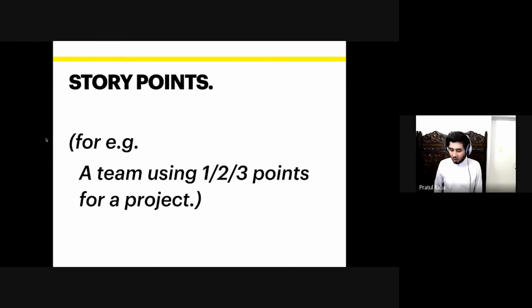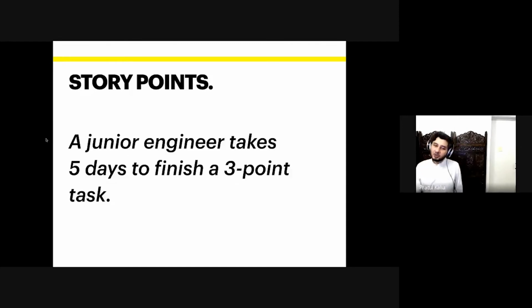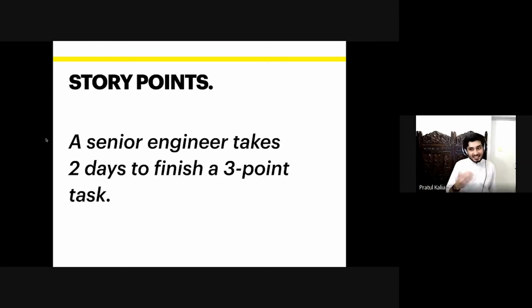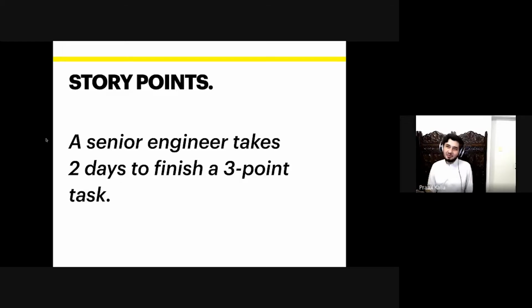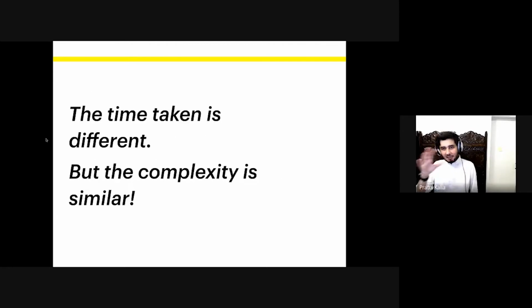It is possible that a junior engineer takes about 5 days to finish a 3-point task. It's possible that a senior engineer will take 2 days to finish the same 3-point task. Obviously a senior engineer will work faster, it'll be easier for them to make many decisions, they will understand the code base better, they are more familiar with the language and the framework. I'm sure you're aware of those things. So the time taken is different, but the complexity of the task is usually similar.